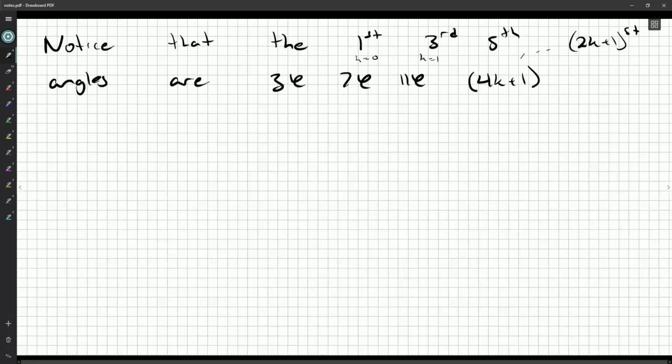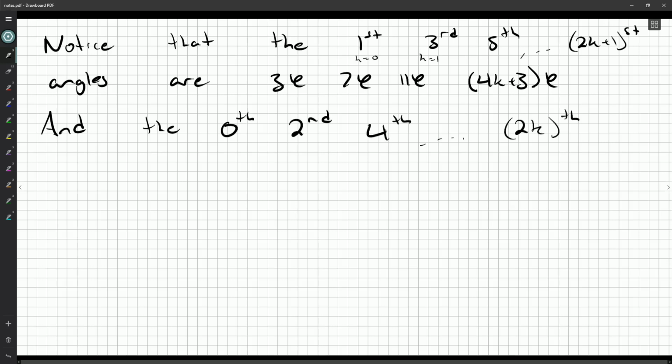Multiply by 2 and add 1. Oh, so it's plus 3. Plus 3, my mistake. So 4k plus 3, phi. And the other angles, the 0th, can't forget that one, his starting position. 0th, 2nd, 4th, so the 2kth positions are phi, negative 3 phi, negative 7 phi.